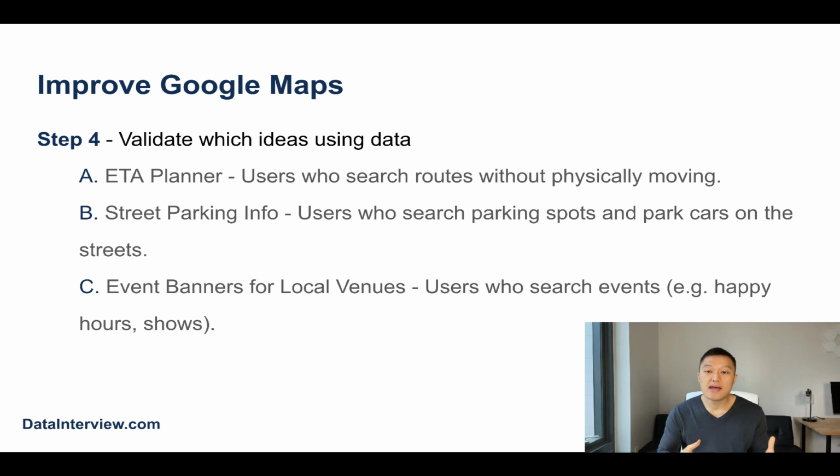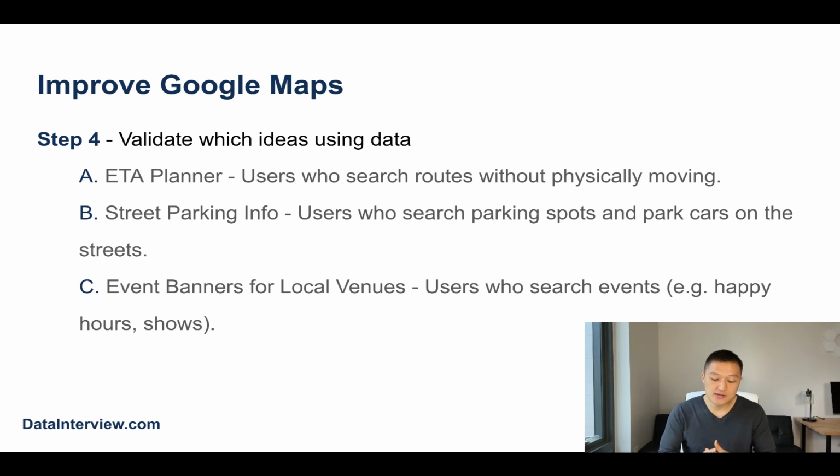So you can look at search histories, right? Search routes where users have searched for a particular location, but they did not physically move, right? And this could be indicative that, hey, they're doing some planning here, right? They want to get a general understanding of how long it takes to actually commute somewhere, right? So if there's enough volume of this type of search, maybe it's indicative that we could definitely build out this type of feature that can be really helpful for users, right?